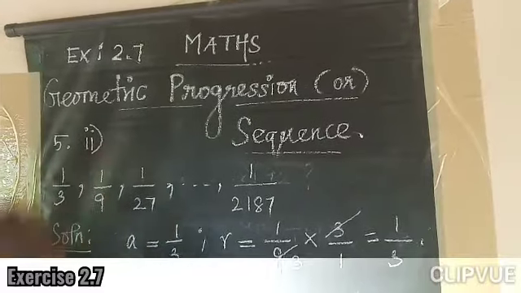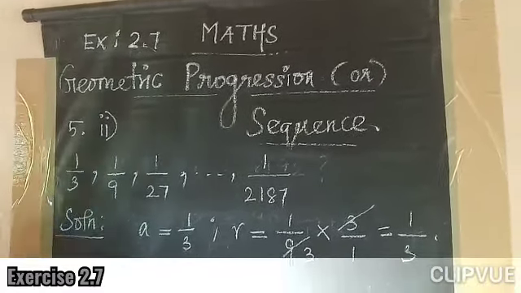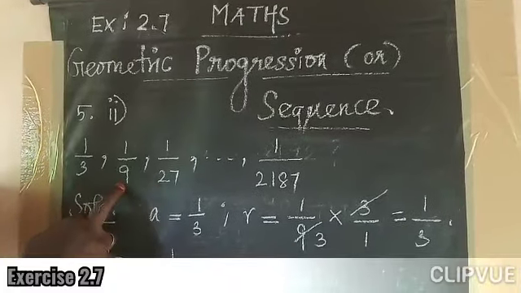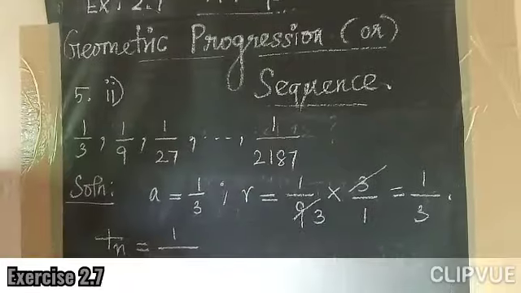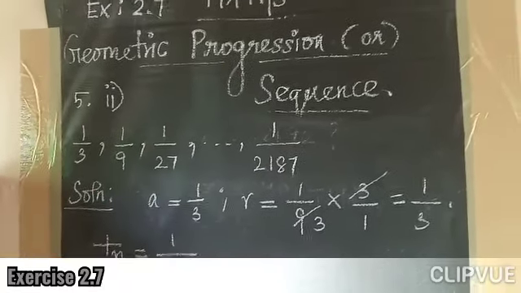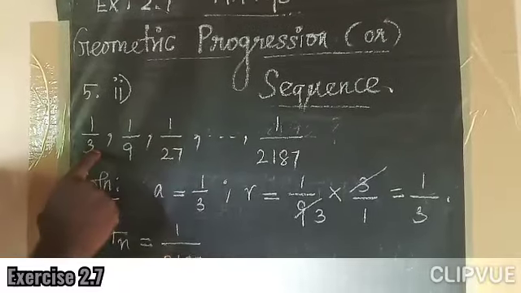Question number 5, second subdivision. Here also we are going to find how many terms are in a GP. The question is 1 by 3, 1 by 9, 1 by 27, and so on, 1 by 2187. See, the terms are in a fraction form. Solution: A is equal to the first term, 1 by 3, and R.